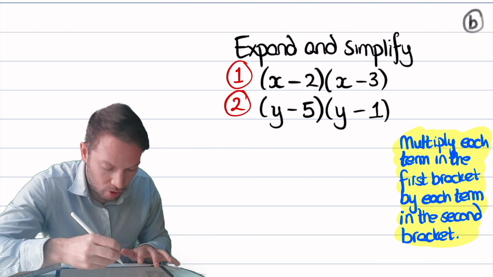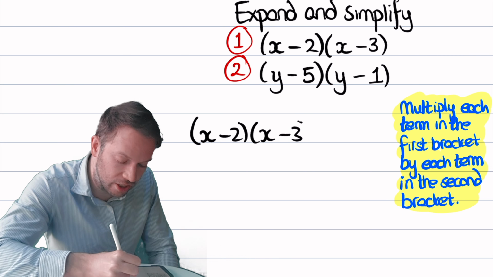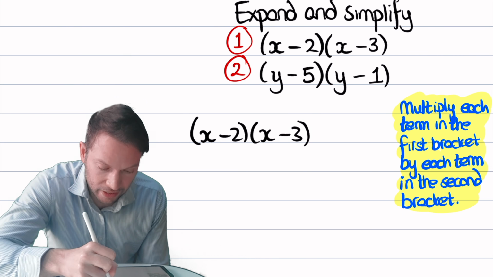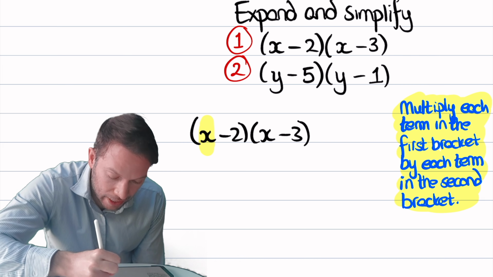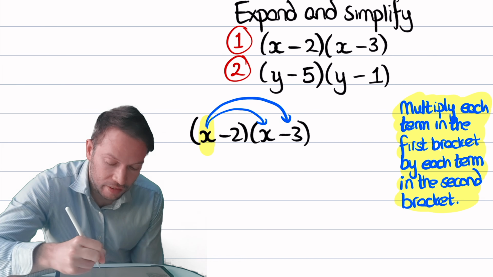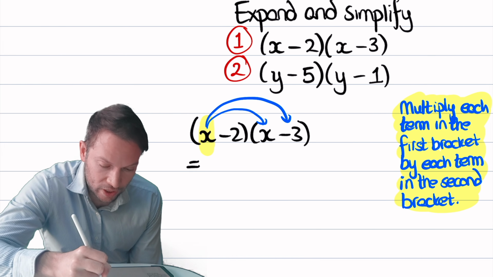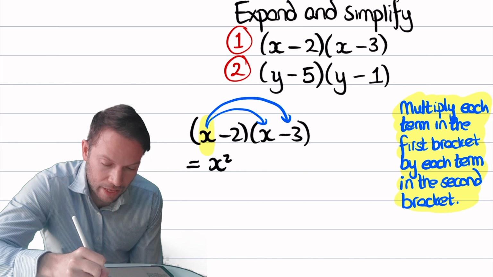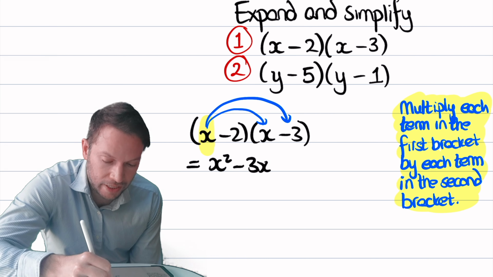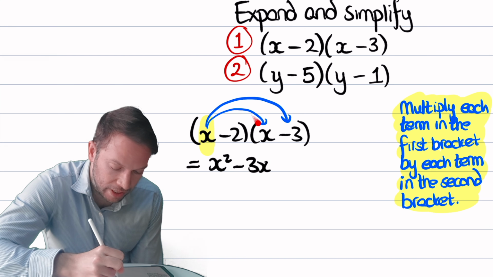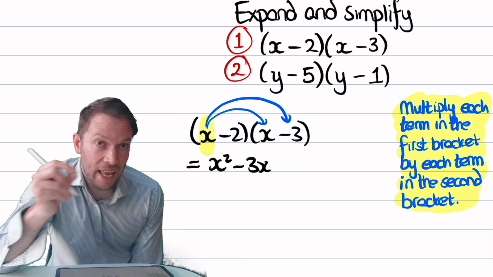So if we just copy this out, the first one, x minus 2 times x minus 3, we're going to do each thing in the first bracket times each thing in the second. So what I like to do is focus on the first thing in the first bracket first and multiply it by each thing in the second bracket. So we're going to first do the x times the x, which is x squared. And then we're going to do the x times the minus 3, which is minus 3x. I like to use arrows here to say we're going to do this first thing times each of the things in the second. And now we've done the first thing in the first bracket multiplied by everything in the second bracket.